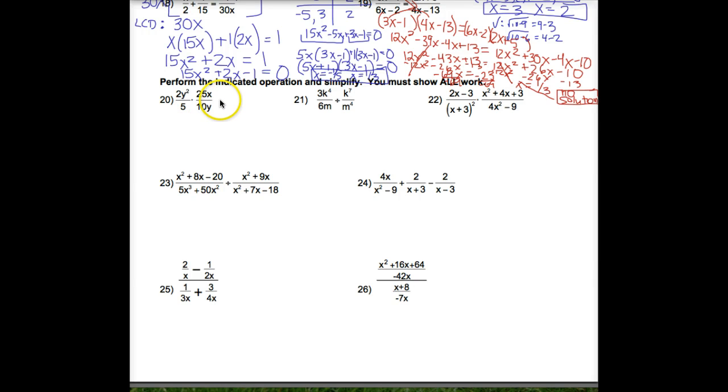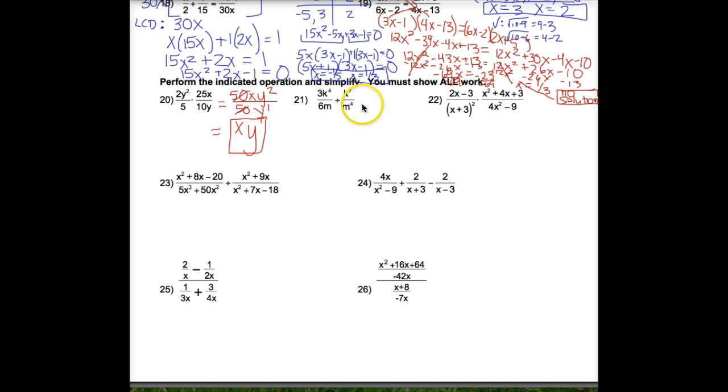20, perform the operation. This is multiplication, and there's lots of ways you can do this. Since the numbers are small, I would just multiply straight across. 2 times 25 is 50, x, y squared. On the bottom, 5 times 10, also 50, y. So now when I go to reduce it, the 50 and the 50 cancel. I subtract the exponents on the y, so 2 minus 1 is 1. So that just gives me xy.